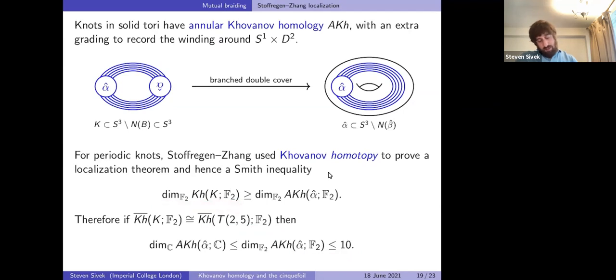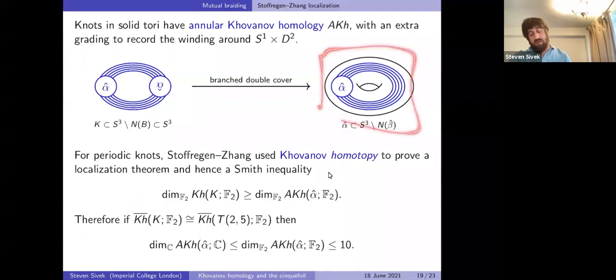I mean, one thing I've been very subtle about is that this bar means a sort of reduced version of Khovanov homology, and mod 2, the unreduced version, is twice as big. So this is 10 dimensional if the original invariant we were looking at had dimension 5. But the point is we get this upper bound on annular Khovanov homology that has rank at most 10. And that's, again, for this braid axis, alpha hat, sitting in the complement of that braid beta.